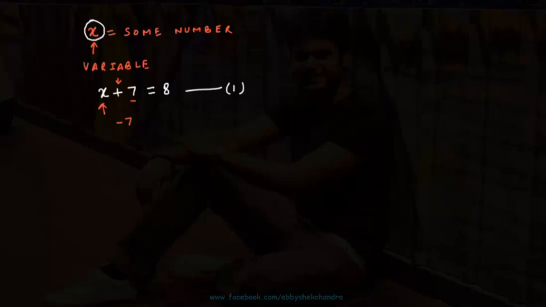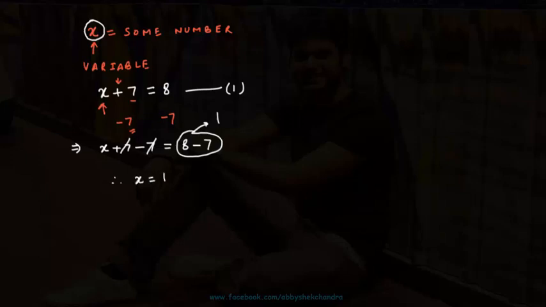But remember, whatever we do to the LHS, we need to do to the RHS too. Therefore, if we subtract 7 from the LHS, we have to subtract 7 from the RHS as well. So, x plus 7 minus 7 equal to 8 minus 7. Plus 7 and minus 7 cancel each other out. 8 minus 7 is equal to 1. Therefore, x equal to 1. So x equal to 1 is the solution of the given equation.